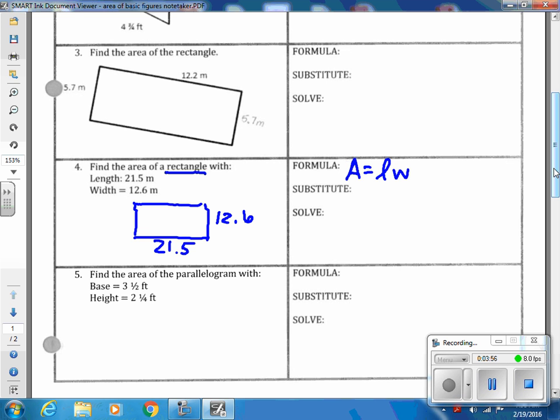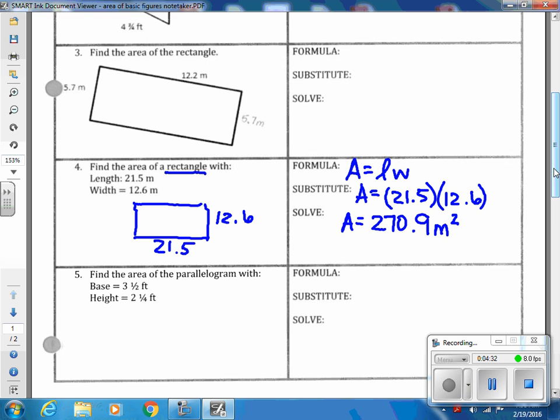Right? So take your length value and substitute it in. So it's 21.5 for the L, and the width is 12.6. And then just like normal, multiply. Okay, and you do not want to worry about rounding at this point. So you should have come up with 270.9. Again, it's measured in meters, and because it's area, it has to be meters squared. Okay, so unless they tell you where to round to, most times we stay to the tenths place, but if directions tell you otherwise, then follow what the directions say.